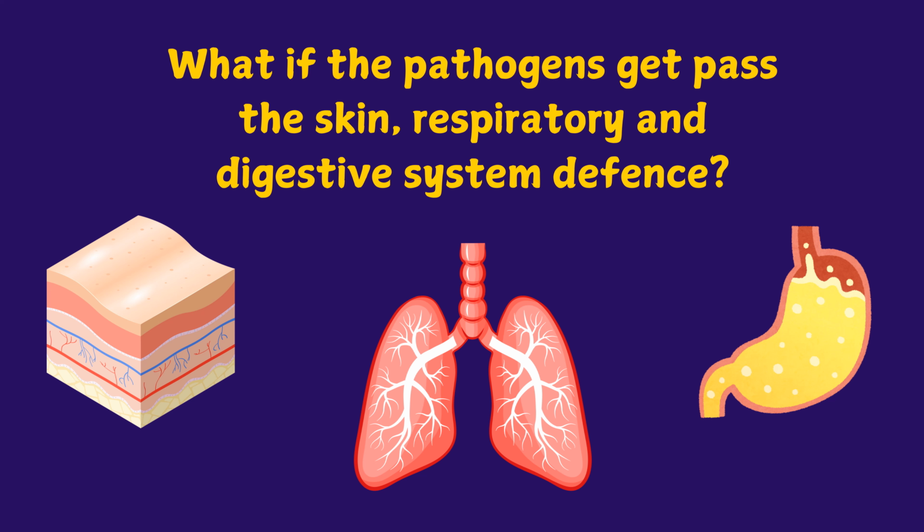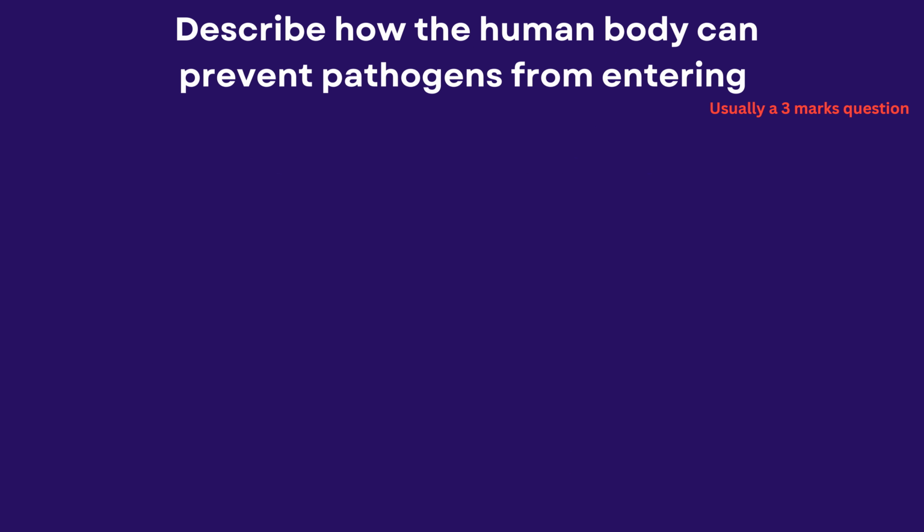Let us now look at an exam question linked to this topic. Describe how the human body prevents pathogens from entering. This question usually values 3 marks, but I have 5 points to share with you just in case you come across a question valuing more than 3 marks. First one, the skin acts as a barrier. The word barrier must be written in your answer because this word is usually underlined in the mark scheme. It means that if you don't have this word written, then you will not get the mark.